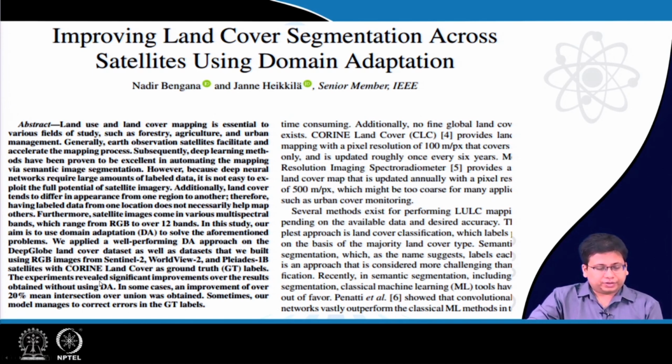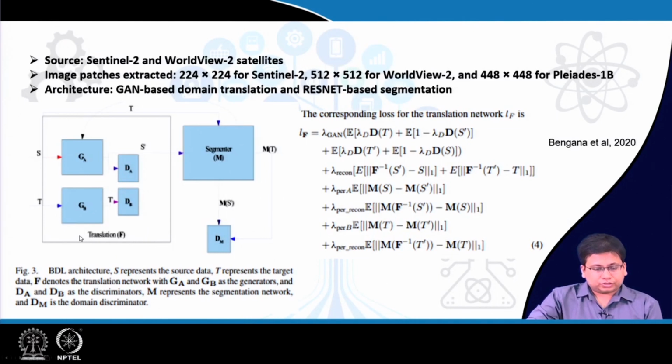The experiment revealed significant improvements over the results obtained without DA. In some cases, an improvement of over 20% mean intersection over union was obtained. Sometimes our model manages to correct errors in the ground truth labels also. So basically this is the approach.